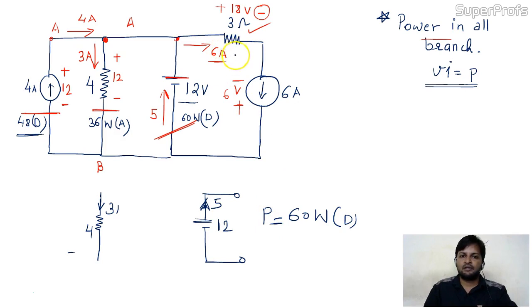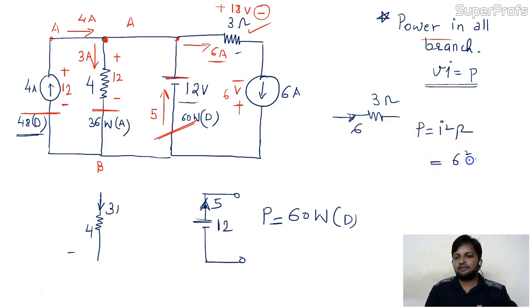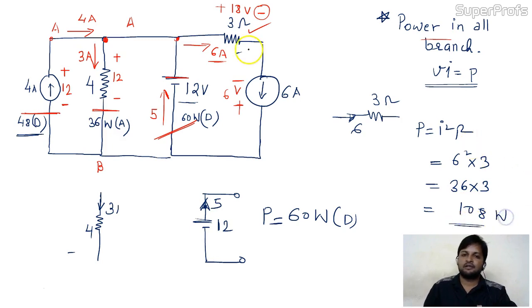Now come to the 3 ohm resistance. This is the 3 ohm resistance. The current in the 3 ohm resistance is 6. So the power is I square R. I square is 6 square into 3, 36 into 3. 6 3s are 18, 108. Sorry, 108 watt absorbed power, dissipated power.